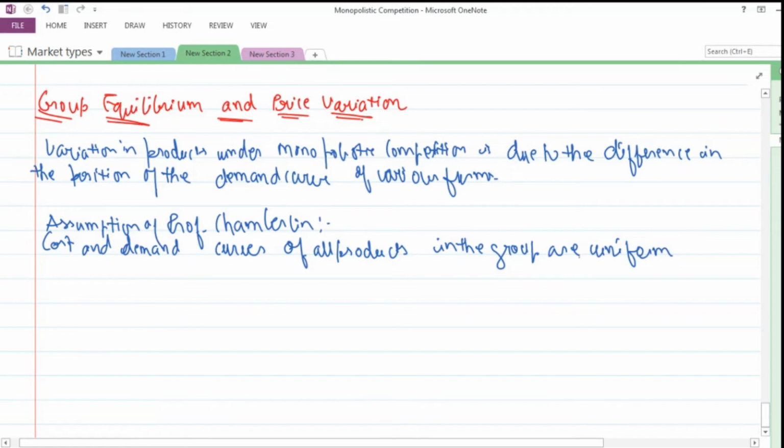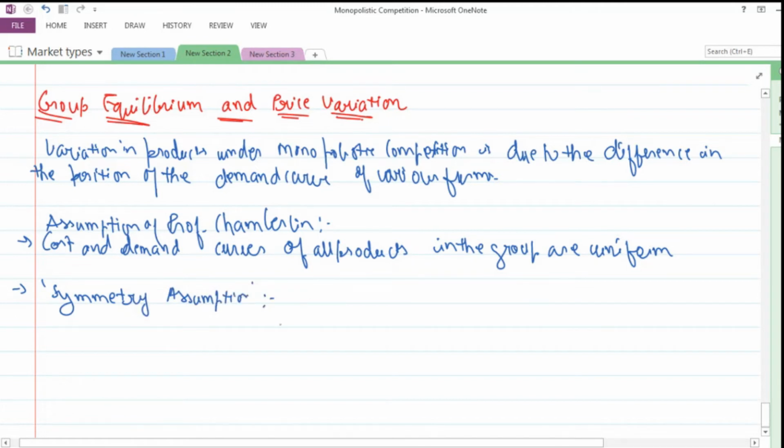Chamberlain also introduced another assumption which is known as the symmetry assumption. This is the first assumption, and this is the second assumption, which is known as the symmetry assumption.